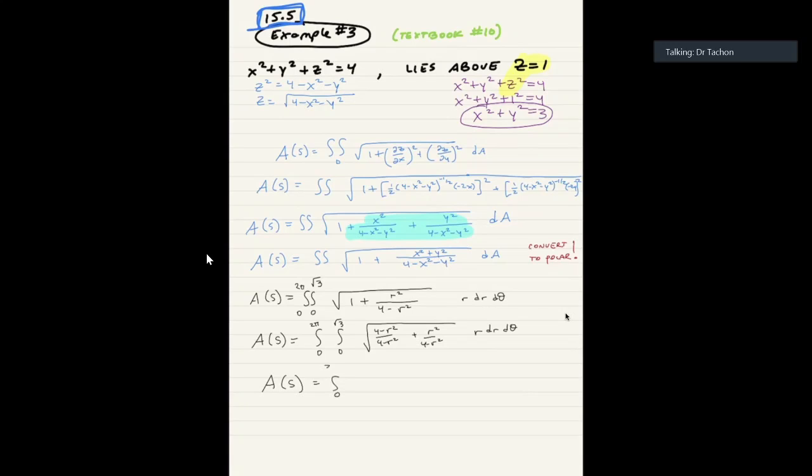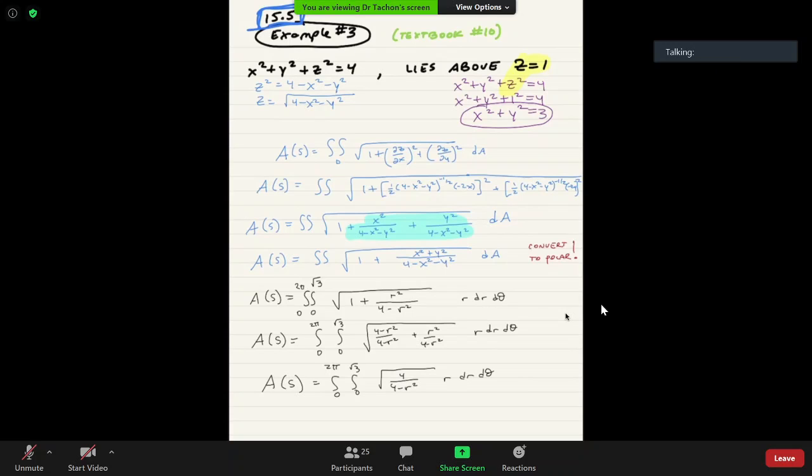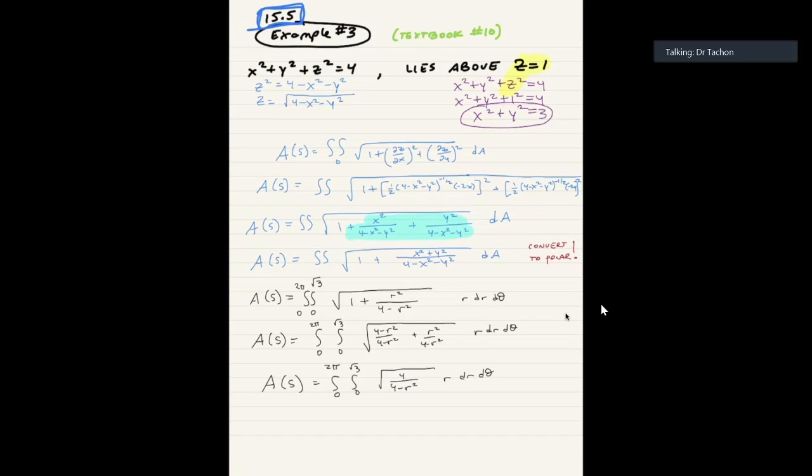So 0 to 2 pi, 0 to radical 3. Under the radical, you have 4 over 4 minus r squared. We want to integrate that. So how do we integrate that? U sub can be done, yes. But before we do the U sub, let me rewrite this. Let me simplify this more.